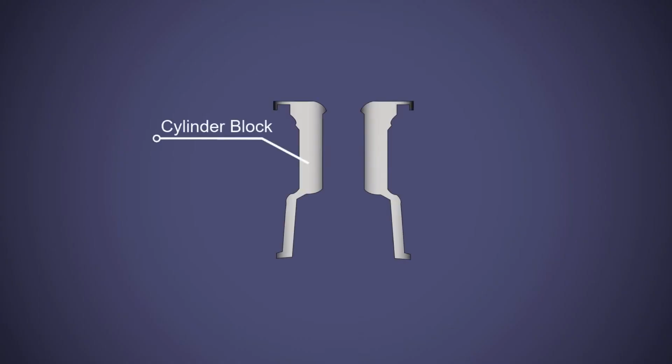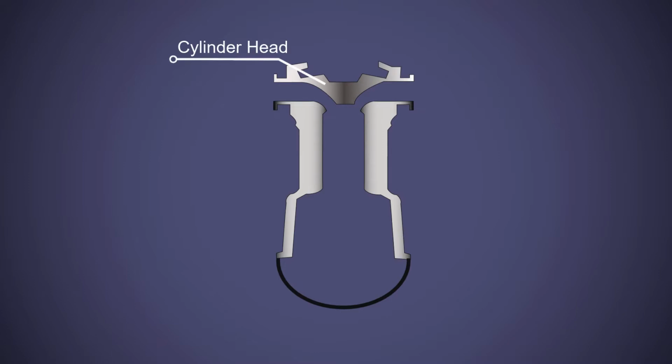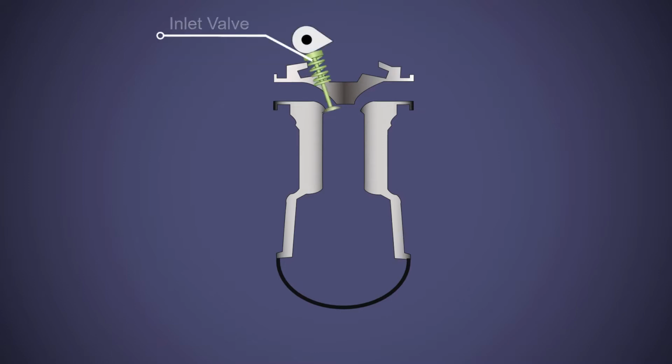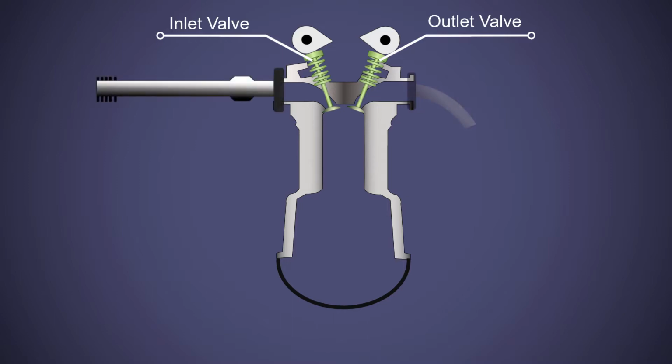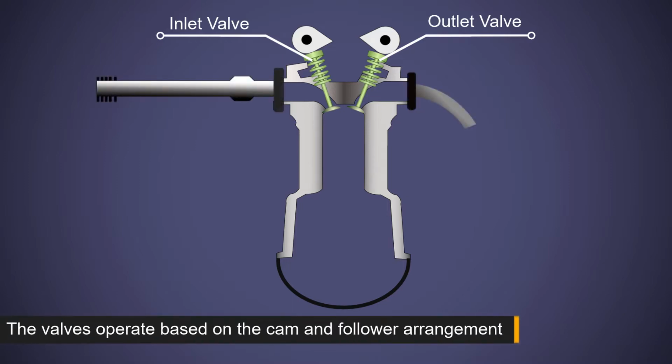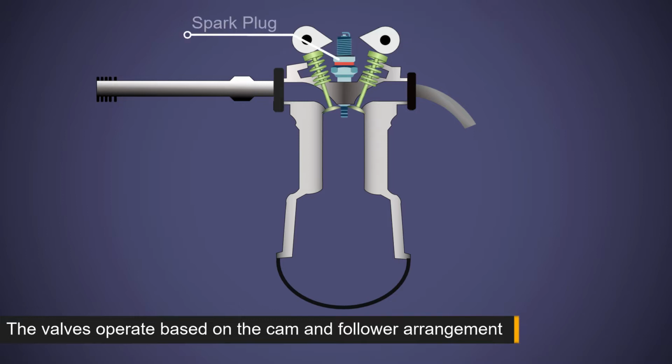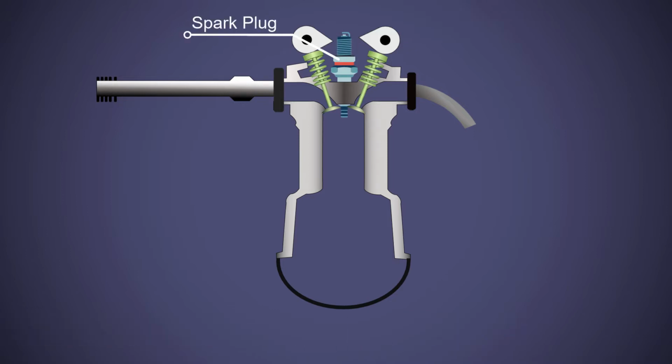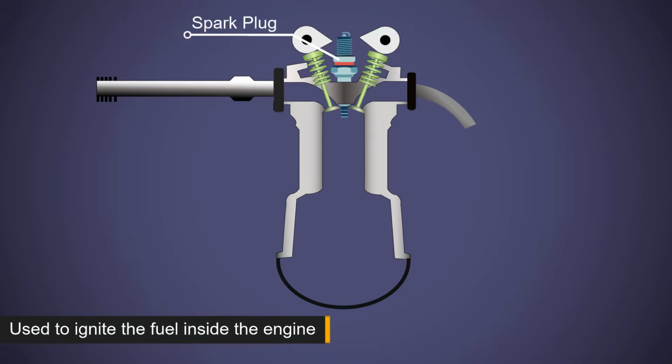It has a cylinder block and a crankcase. These two parts will give the basic structure to the engine. At the top, we have a cylinder head. This cylinder head holds the inlet and outlet valves. The valve operates based on the cam and follower arrangement. The cylinder head also holds a spark plug, which is used to ignite the fuel inside the engine.